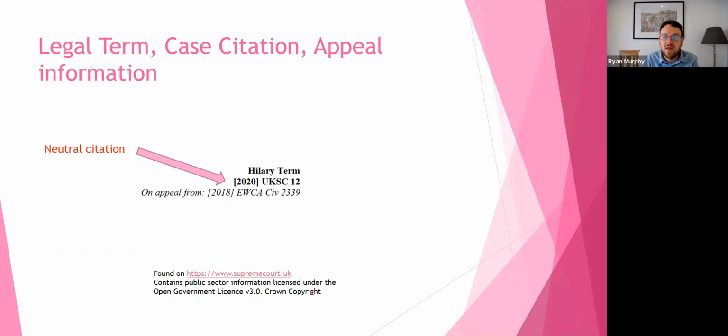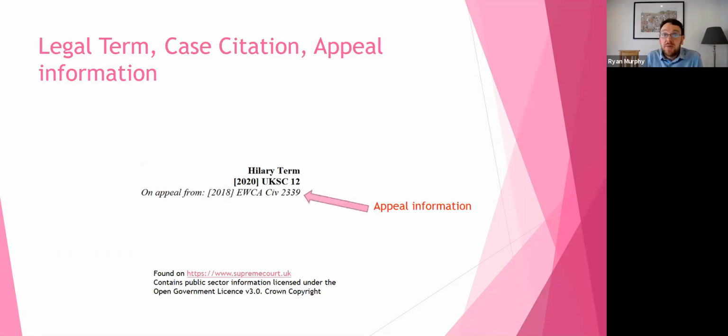So that is a really, really useful piece of information. It can help you to locate the case in the first place and to check that you're looking at the correct case if there are multiple cases with similar names or cases between the same parties that have happened in different years.